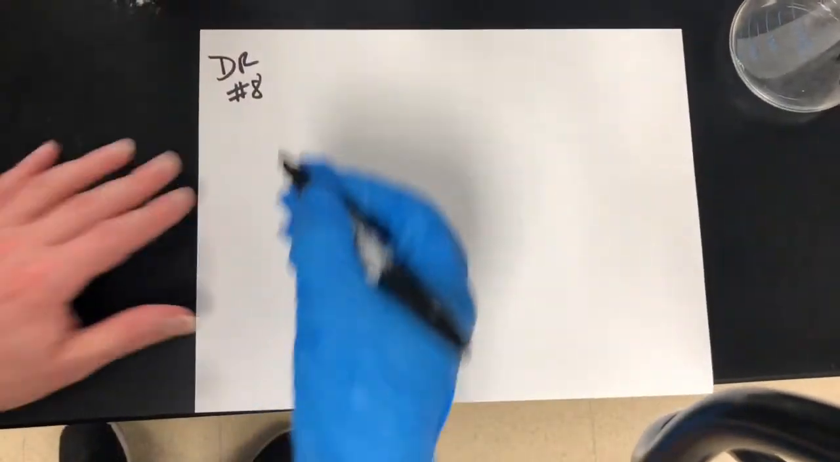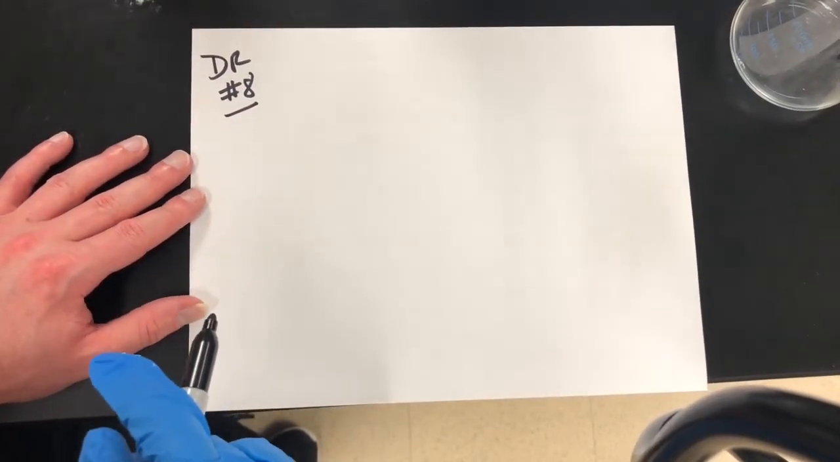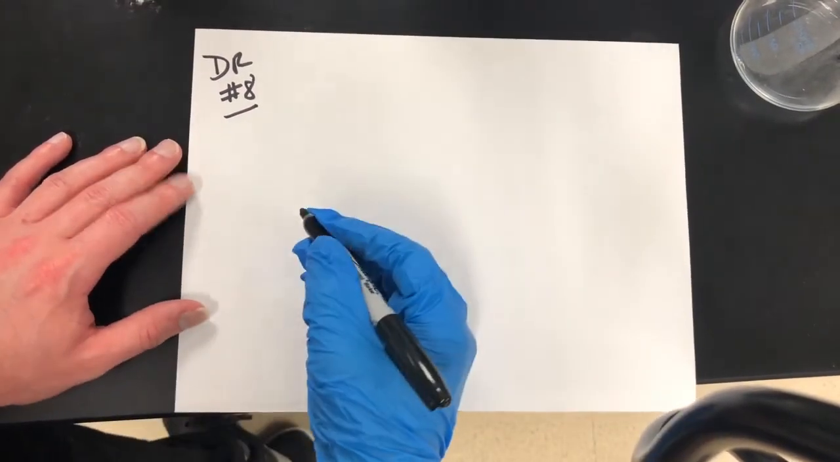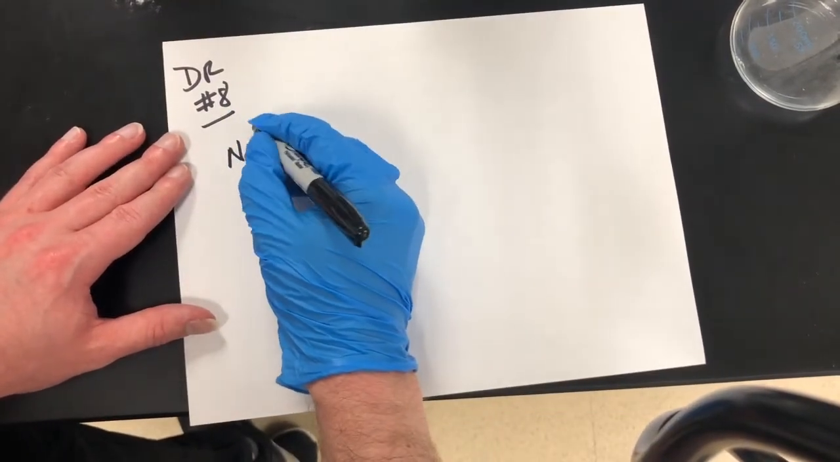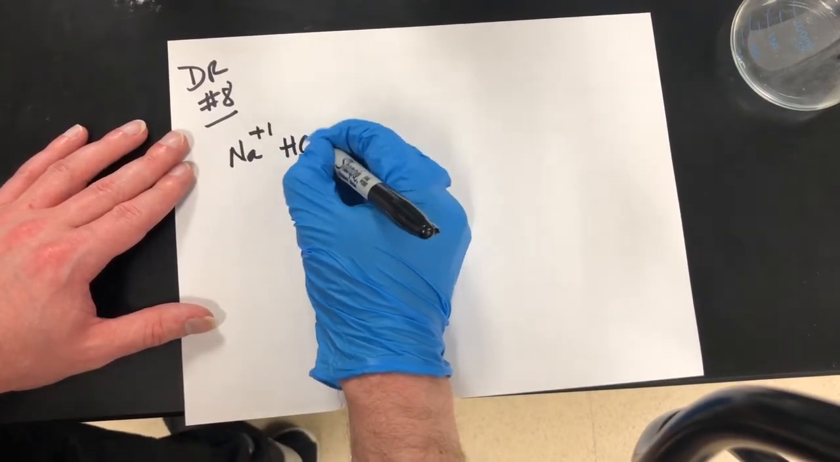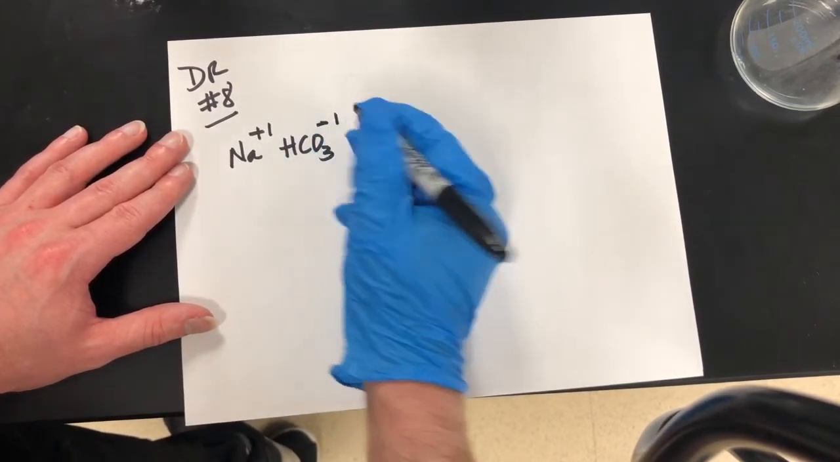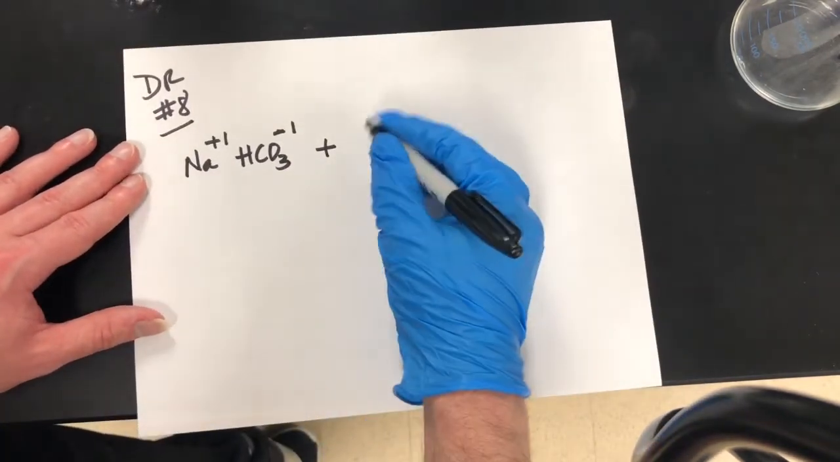Okay, this is double replacement reaction number 8. So we'll be taking sodium bicarbonate or sodium hydrogen carbonate. So sodium is Na with a +1 charge. Bicarbonate is HCO3 with a -1 charge. And it says we're going to react it with hydrochloric acid.